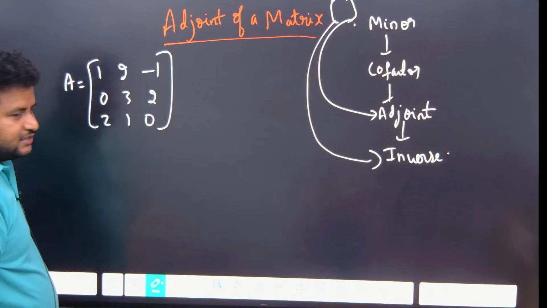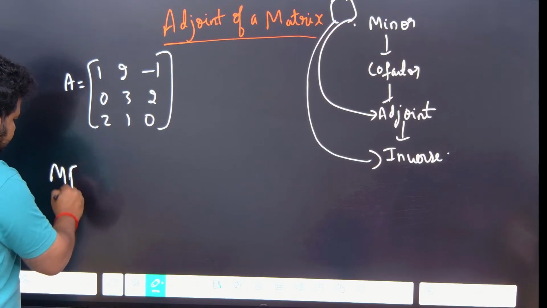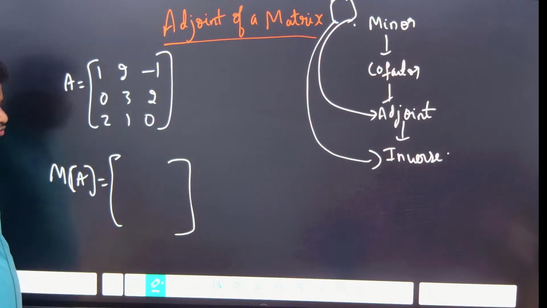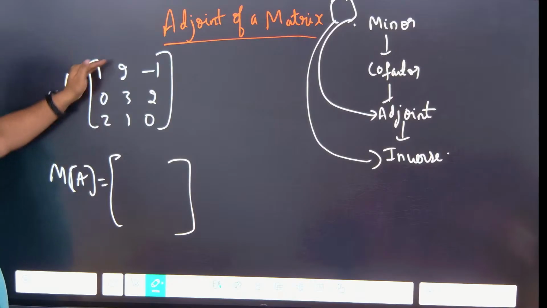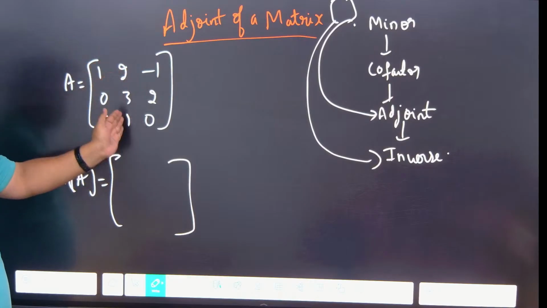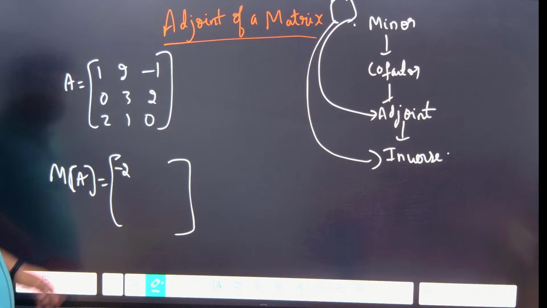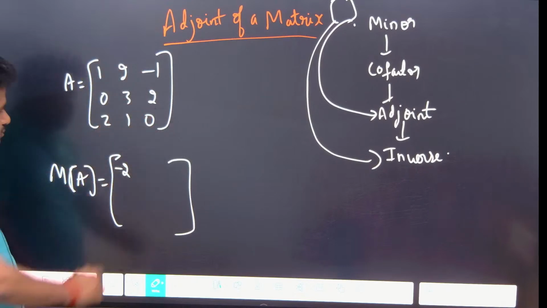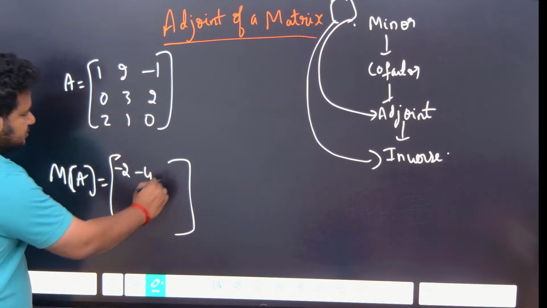If I want to find the minor, I will write it as the minor of matrix A. To find the minor of 1, the first row, first column element, I leave that row and column and find the determinant of the remaining elements. 3 into 0 is 0, minus 2, so this will be minus 2. Now this one: 0 minus 4, this will be minus 4. Now this one, 0 minus 6.